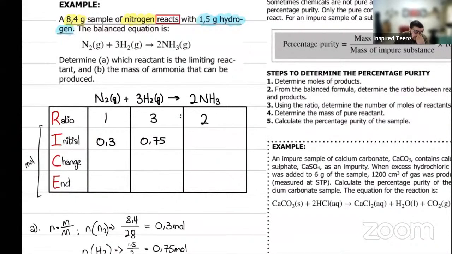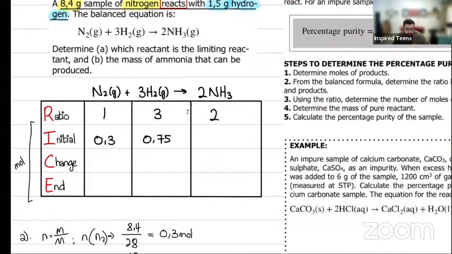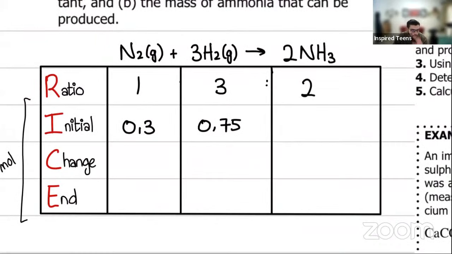Now we're going to use trial and error, because they don't tell us, there's no graph that indicates to us which one is limiting, nor do they tell us which one is the limiting reagent. So now we have to determine for ourselves using calculations which of these two is the limiting reagent. Is it nitrogen or is it hydrogen? We're not going to guess. We're going to use a trial and error calculation.